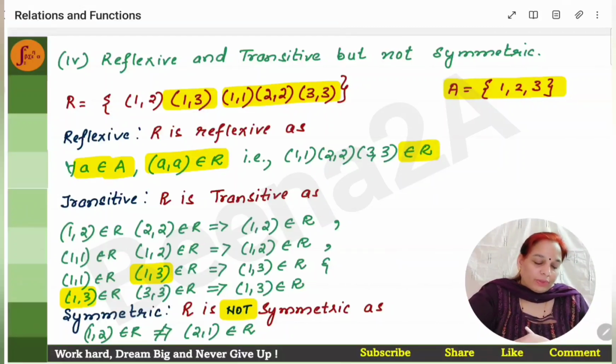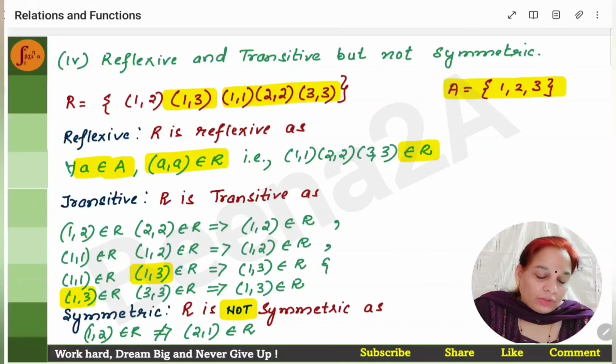Therefore, this is reflexive. Now, we'll have to ensure that this particular example is transitive also. For reflexive, it's easy, right? The same element should be there. For transitive, you'll have to pick two ordered pairs in such a way that we get the third ordered pair. Now, we'll have to take ordered pairs where the second element is the same.